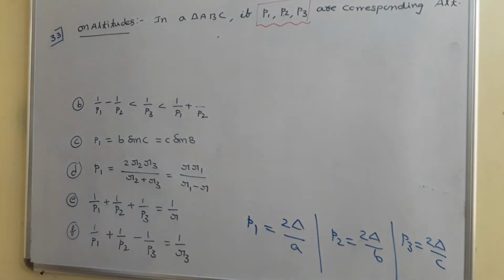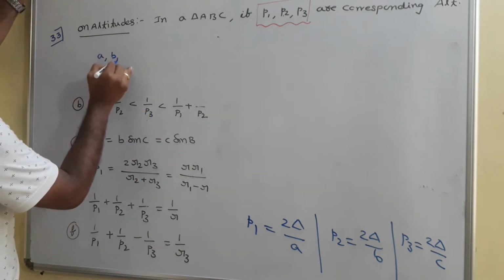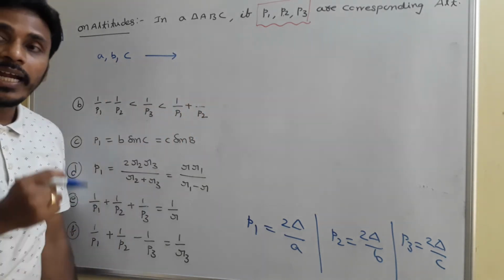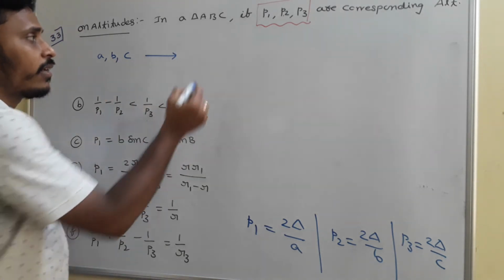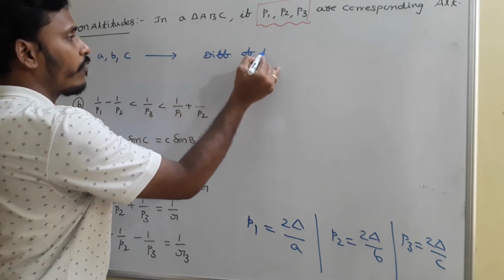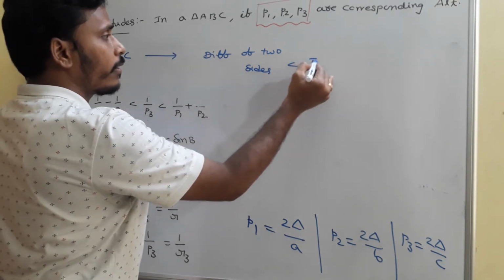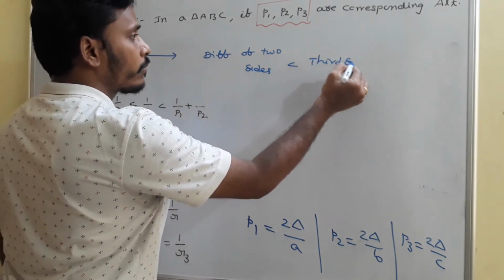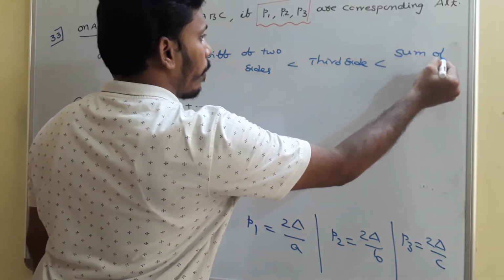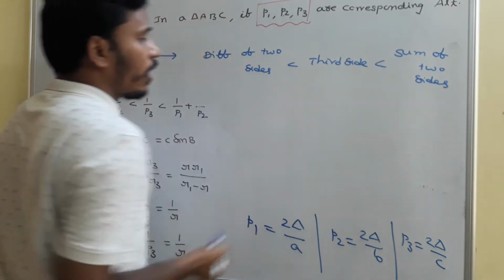See, in a triangle, if we have three sides A, B, C, what we say? Always in a triangle, difference of two sides is less than third side is less than sum of two sides. What we need to say? Difference of two sides is less than third side, which is less than sum of two sides. Make a note of it if you don't know. Very useful and important thing.